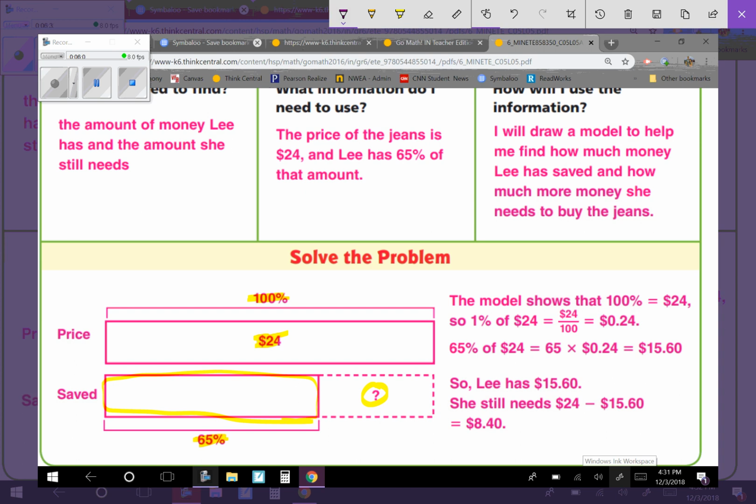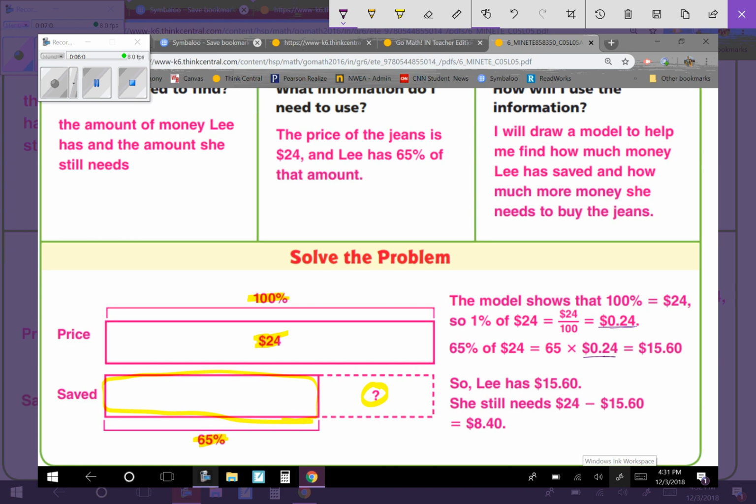So the first thing would be they show 100% equals $24. So 1% of 24 would be 24 over 100, which could be written as 24 hundredths or 24 cents. So 65% of $24 could be found as 65 times 24 cents. When you do that math, you get $15.60.